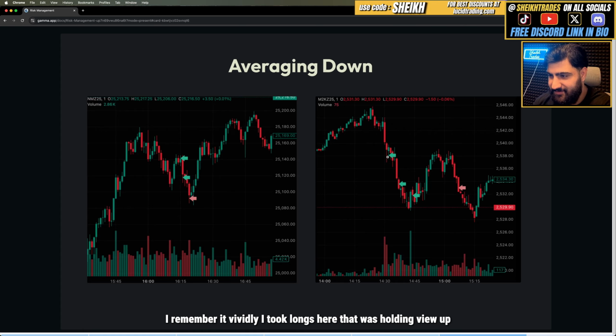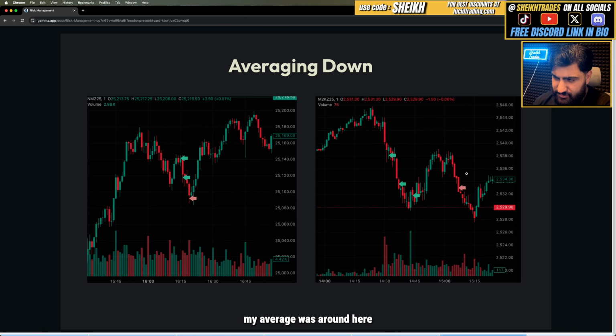I remember it vividly. I took longs here that were holding VWAP, and then I added more, and then I was up a decent chunk. My average was around here. I was up a decent chunk, but I was risking so much that I at least wanted high of day or a push to pre-market highs, and then I just had to take an L for it. As it broke this level, I was like, okay, I'm just gonna get out. This is not gonna work. And as you can see, it didn't work, and I'm not proud of this trade. You should never do this. I'm just showing you that I also have my flaws.